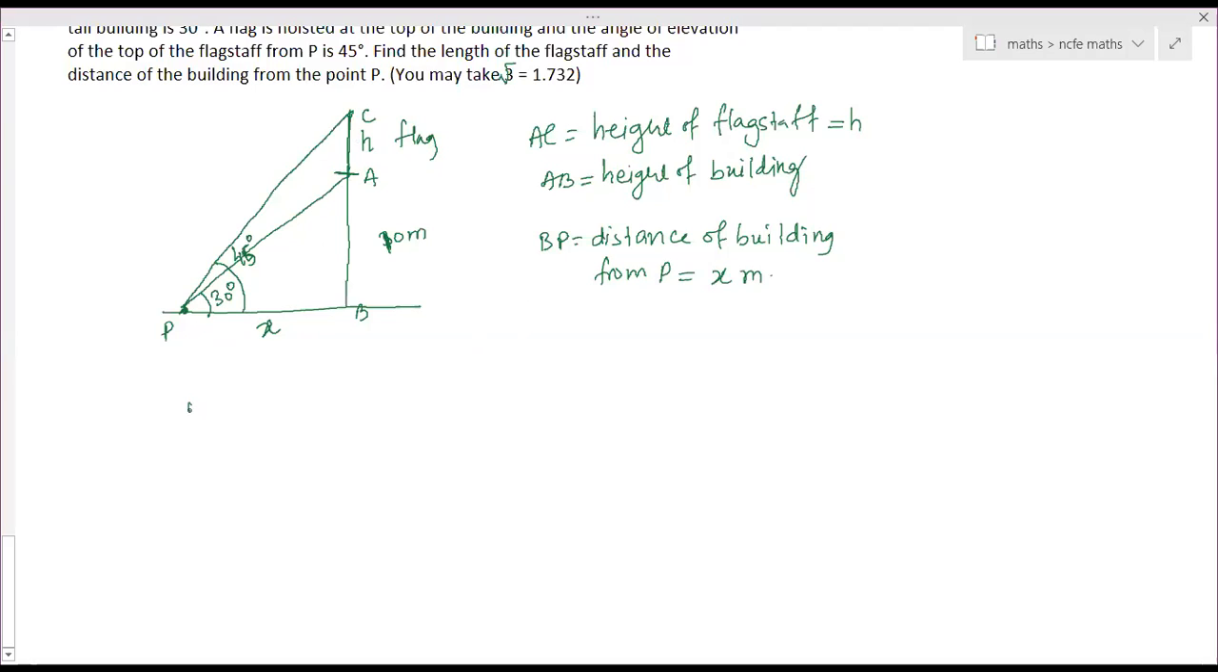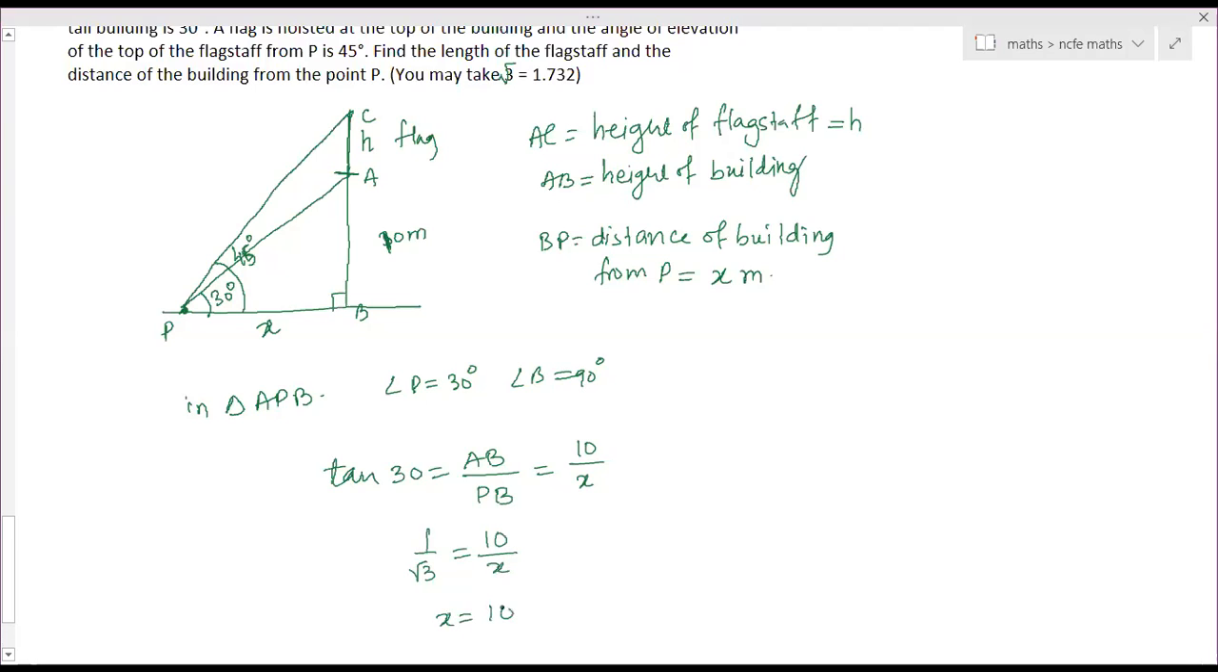So in triangle APB, angle P is equal to 30 degree and angle B is 90 degree. So we can use the trigonometric ratio for APB triangle. So we have to use the tan value. Tan 30 is equal to opposite is AB, by adjacent, that is PB, which is 10 by x. Tan 30 is 1 by root 3 is equal to 10 by x. So x is equal to 10 root 3 meters.